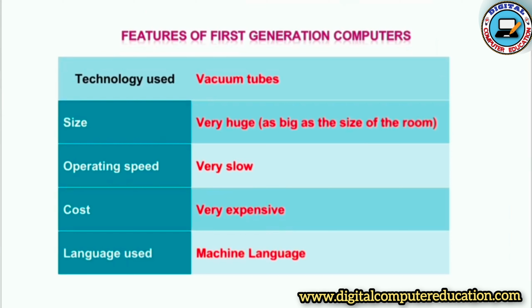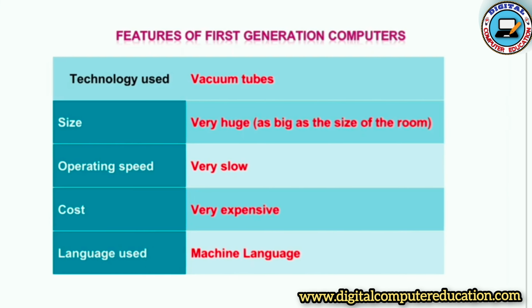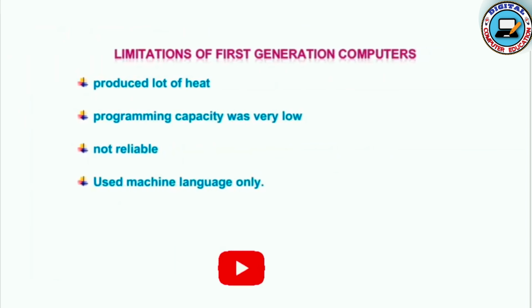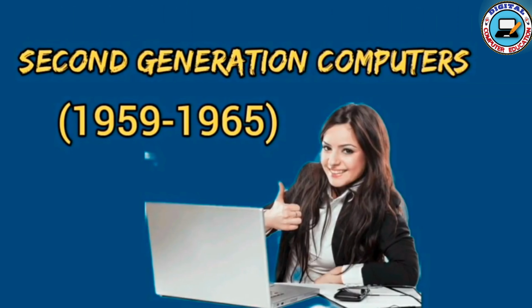Technology used: vacuum tubes. Size: very huge, as big as a room. Operating speed: very slow. Cost: very expensive. Language used: machine language. Let's see what are the limitations of first generation computers. It produced a lot of heat. Programming capacity was very low, not reliable. It used machine language only. Due to the above limitations and drawbacks, more advanced computers were developed, which were the second generation computers.